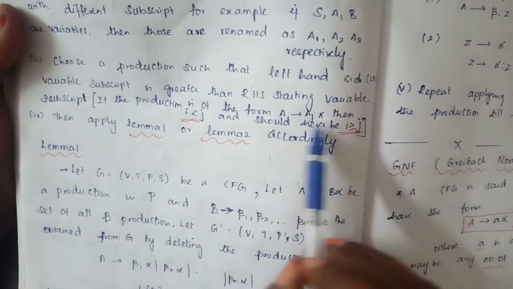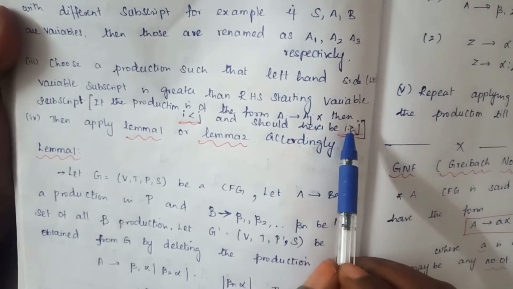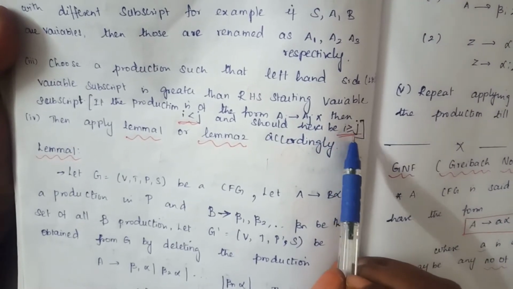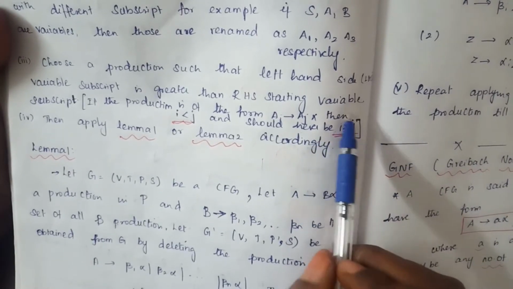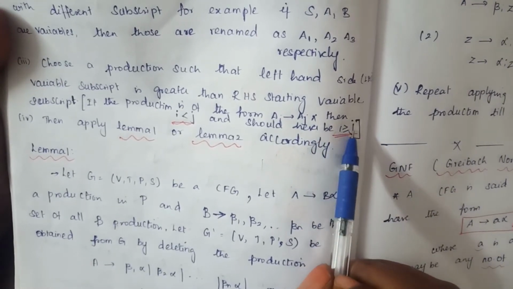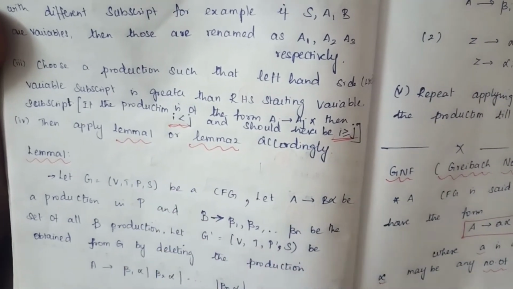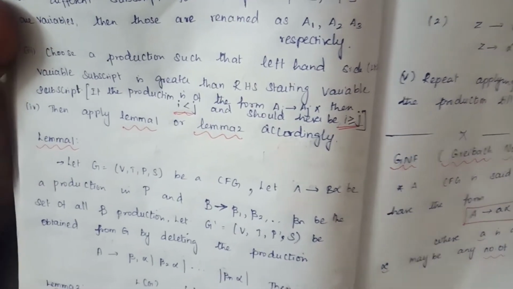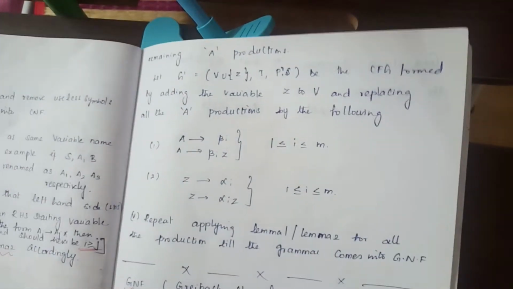When a particular condition happens, if i is greater than or equal to j, we have to apply lemma 2. For this condition we apply lemma 2. After the lemma 2 condition is over, we apply lemma 1 accordingly. I'll tell you what the situations are. Lemma 2 is especially used to remove left recursion, and I'll explain what it reflects when the problem comes.